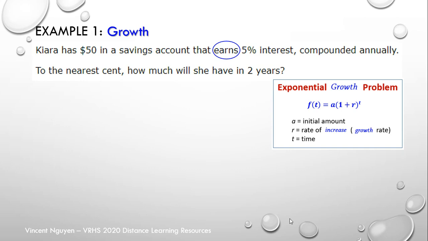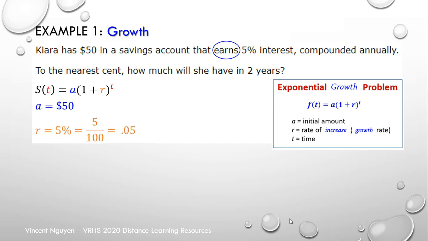So now that we know the formula, I call this formula S of T to represent savings, right? The savings as a function of time. So S of T, you could call it whatever you like, but just know that the function is the output, and the output would be the final amount of money that she will have in 2 years. So now we find all of the variables in here. So her A would be the $50 that she has opening the account, right? She has in her savings account.